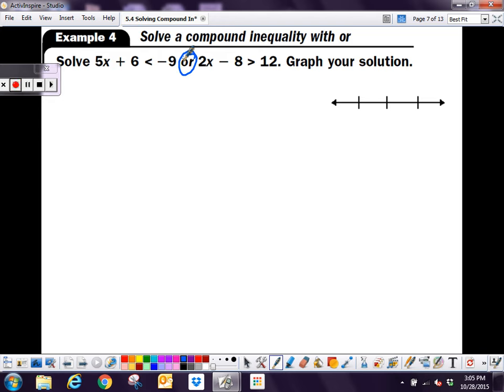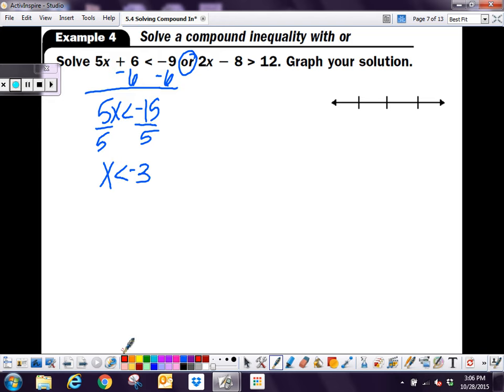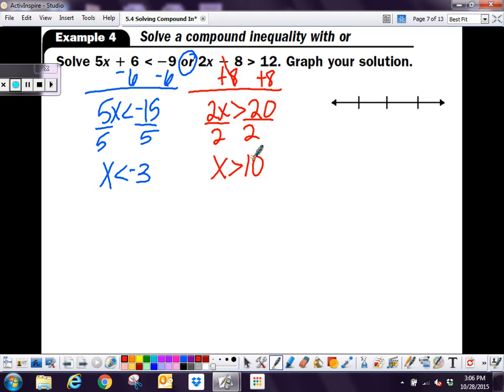Okay, so I have 5x plus 6 is less than negative 9. I'm going to subtract 6. So I have 5x is less than negative 15. I'm going to divide both sides by 5. So I get x is less than negative 3. We're not going to flip the sign. Okay, and then over here I'm going to add 8. I have 2x is greater than 20. Divide both sides by 2, and I get x is greater than 10.